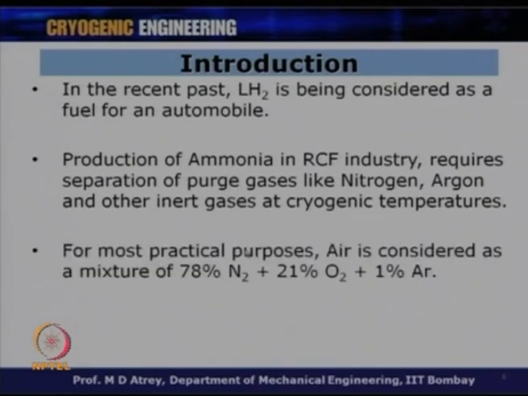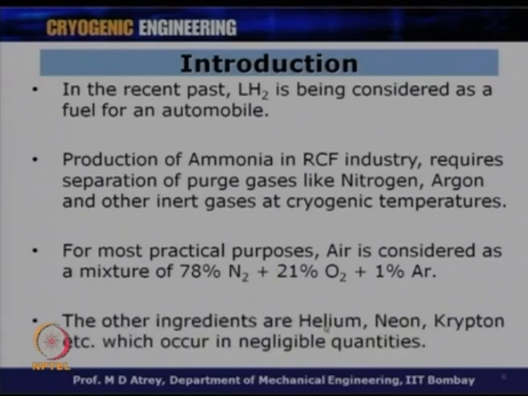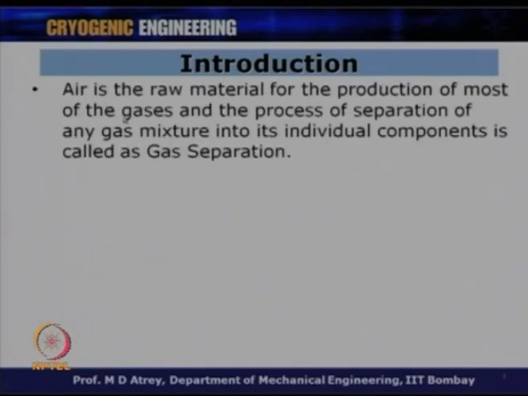For most practical purposes, air is considered as a mixture of 78% nitrogen, 21% oxygen and 1% argon. So, if we want to use nitrogen, oxygen and argon, we have to basically separate them out from air. The other ingredients are helium, neon, krypton, which occur in negligible quantities. So, normally as far as helium, neon, krypton are considered, to take them out from air becomes rather difficult. So, normally air will be used to obtain nitrogen, oxygen and argon, which are abundantly required in the industries. So, air serves as a raw material.